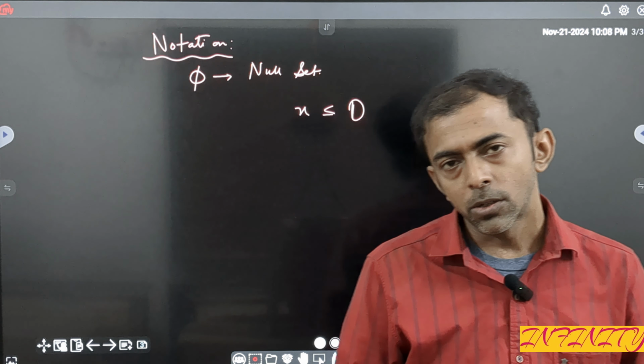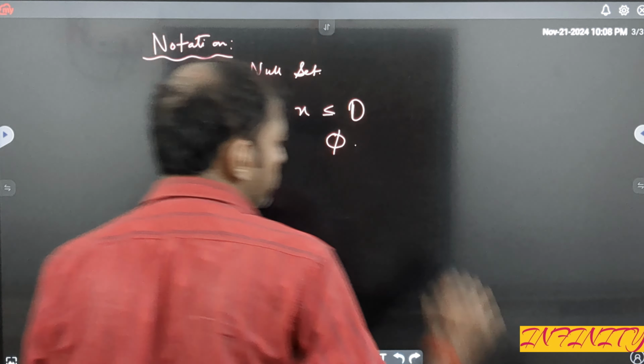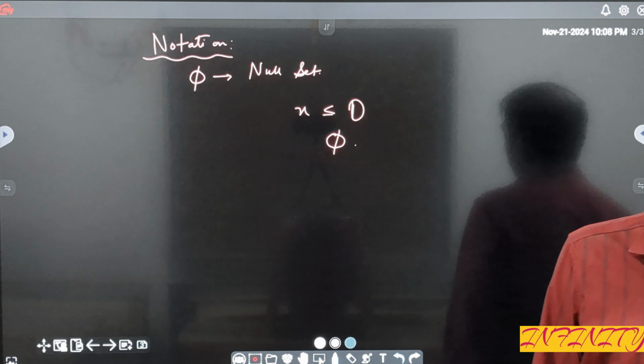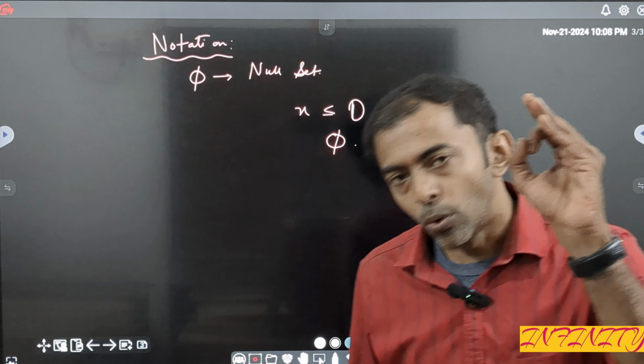You need to represent this one as phi. This is phi actually. A set containing no element is known as a null set, or empty set, or void set. Okay, void set or empty set or null set. That's it. Now, what is a singleton set?